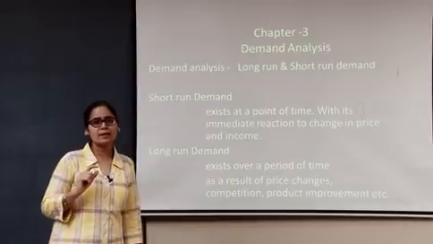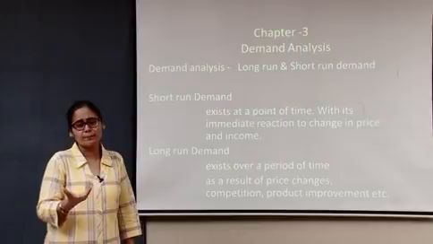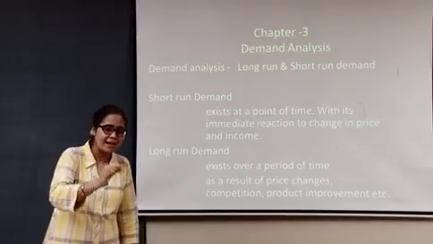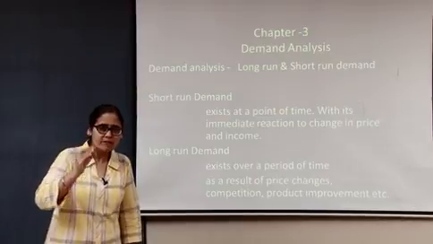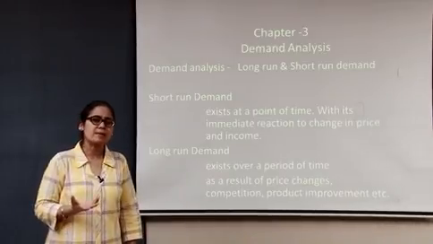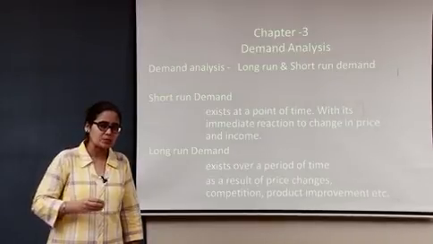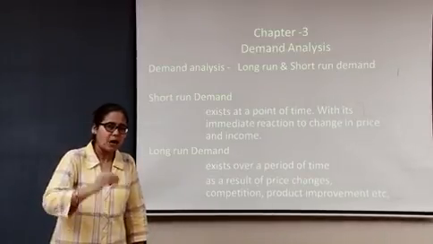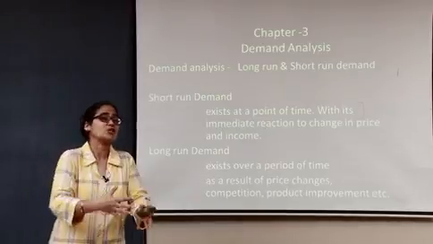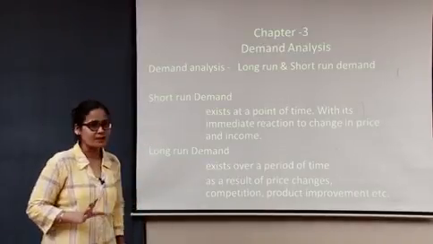So short run demand is the demand at a point of time at a given market price. If gold becomes cheaper at that point of time, at that date when the price of gold fell, how much was the quantity of gold demanded? Another example, demonetization. The moment demonetization was announced, at that point of time, how many people started converting their cash into gold? And what happened to the price of gold? That is called short run demand.